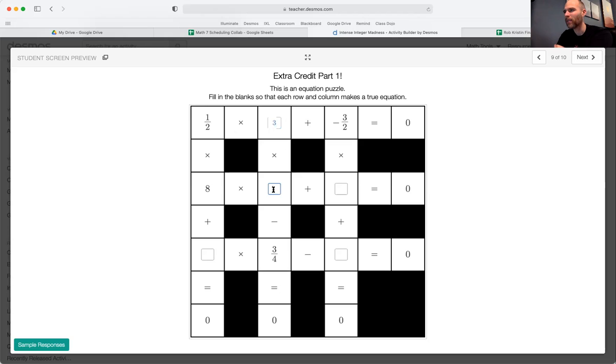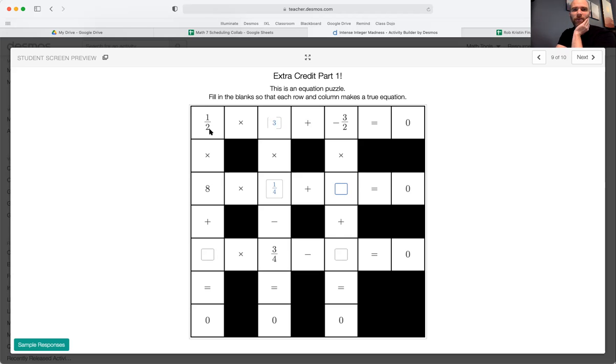And so here, 3 times something has to equal whatever we want here, so that when you subtract 3/4, it equals 0. Well, if we want to be able to subtract 3/4 and equal 0, then we want this to equal 3/4, right? Because 3/4 minus 3/4 equals 0. And so 3 times 1/4. Right? You understand that? 3 times 1/4 equals 3/4. And then when we subtract 3/4, we get 0.